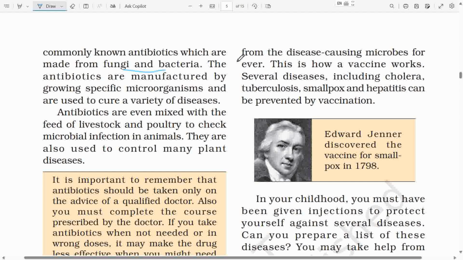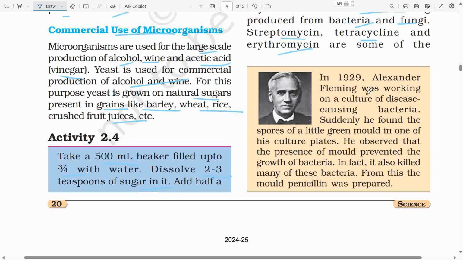In 1929, Alexander Fleming was working on a culture of disease-causing bacteria. Suddenly, he found the spores of a little green mold in one of his culture plates. He observed that the presence of mold prevented the growth of bacteria. In fact, it also killed many of these bacteria. From this, the mold penicillin was prepared.